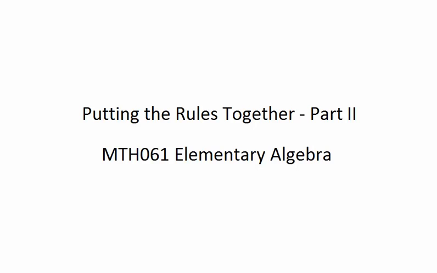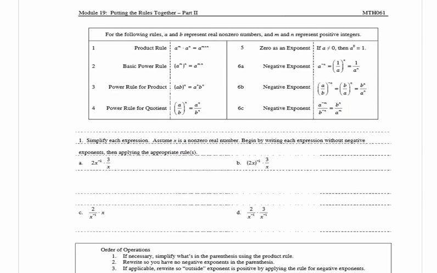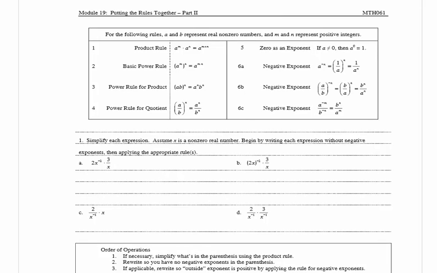In this video, we're going to be putting the rules together from the last few modules: the product rule, the power rule, and the exponent rules. And they give us a reminder of all those rules that I just mentioned. And in one, they say simplify each expression, assume x is a non-zero real number, begin by writing each expression without negative exponents, then applying the appropriate rules.